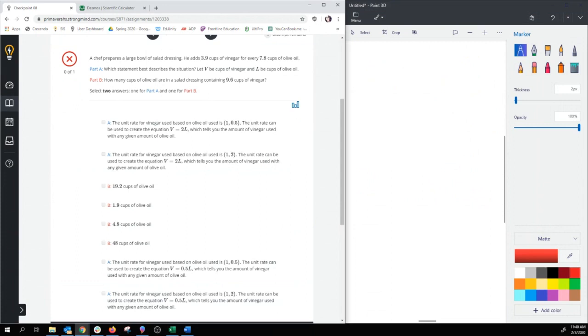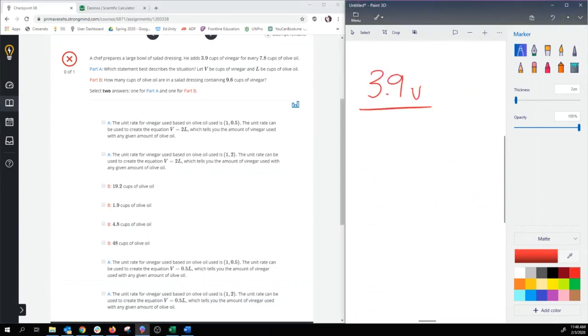Okay, it looks like we need to find a unit rate to figure out which one of these equations is correct. So when we're finding a unit rate, since we're talking about cups of vinegar and cups of oil, I think it's best to just write this in the order that it's given to us. So I'm going to do 3.9 over 7.8. So 3.9 cups of vinegar for every 7.8 cups of olive oil. Let's figure out how many cups of vinegar I need for every 1 cup of olive oil.